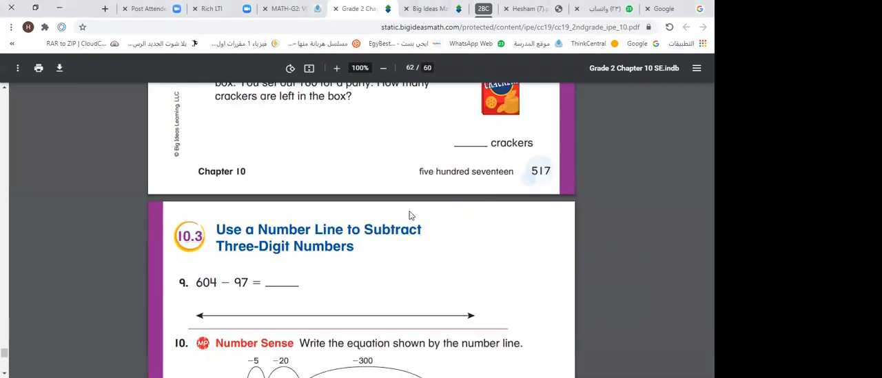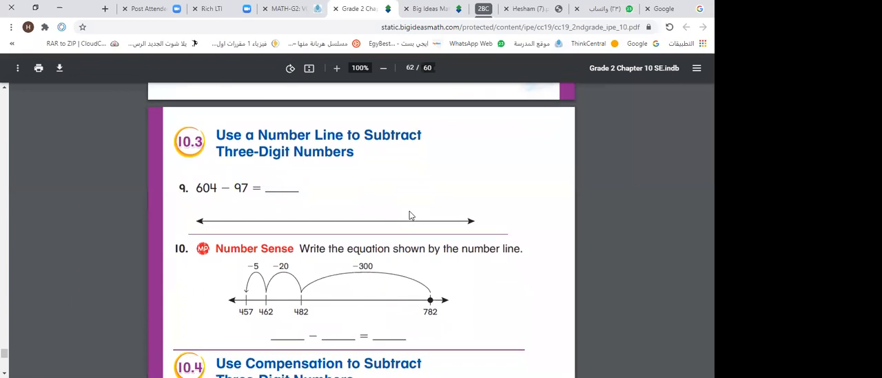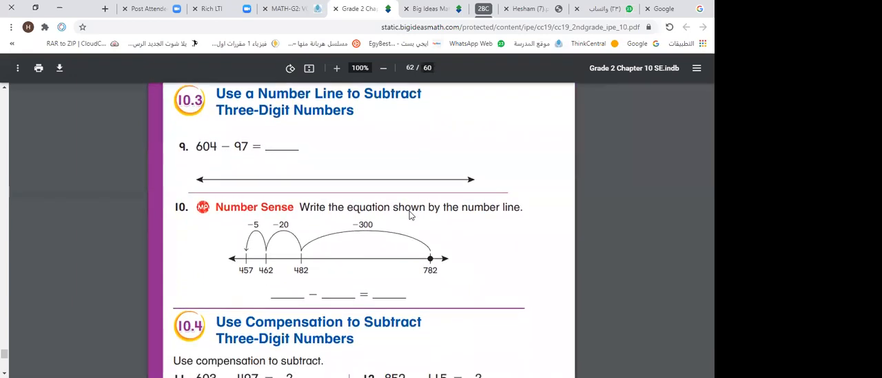Let's find the super one who can answer the question. 604 minus 97 equals what number? We want to use this number line to answer the question. I'll choose Tayyim Ahmed. Hello Tayyim, how are you? I'm fine, thank you. Tayyim, let's answer this question. 604 minus 97. Let's start with the greater number, 604, from the right of the number line. So right here, 604.